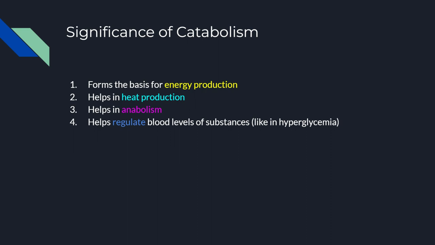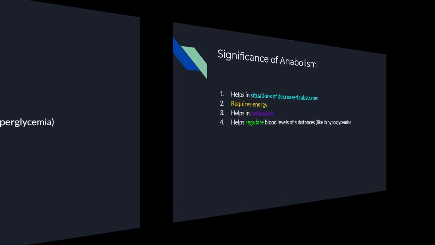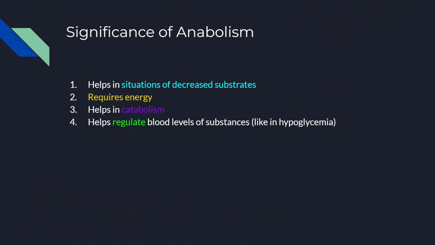And therefore, because it is involved in regulation, it can help in anabolism as well. This is where we come into the next part, where we say significance of anabolism. You can see the same point helps in catabolism because both of them are related. Then other than that, it helps in situations of decreased substrates. This is one of the most important significances of anabolism: during situations when there is a decreased substrate concentration, anabolism is very important.